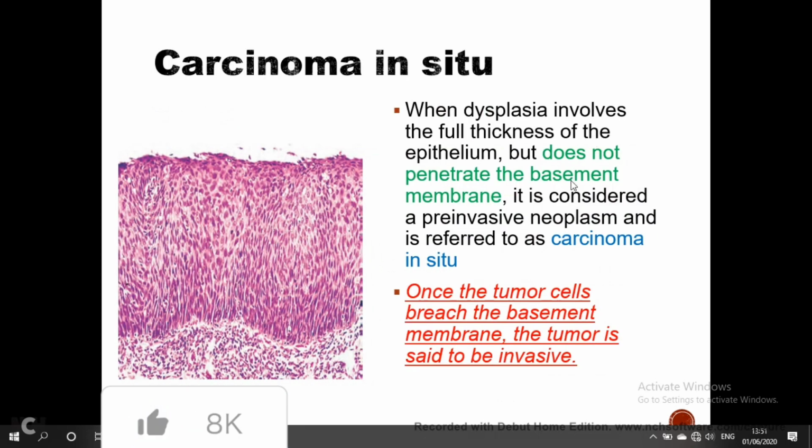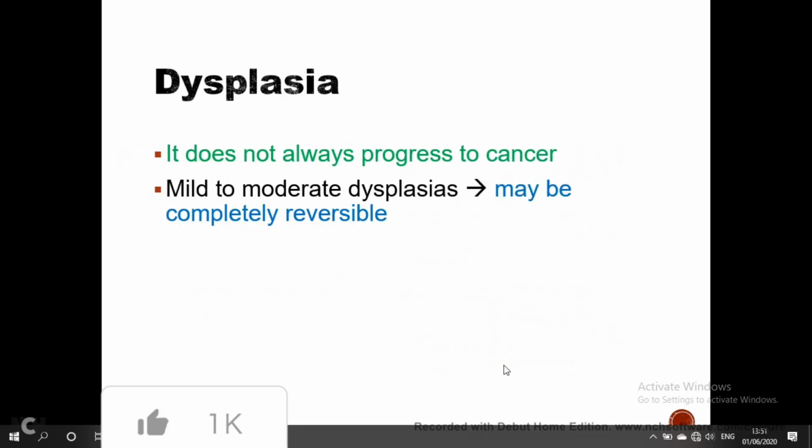What is carcinoma in situ? I've already discussed it with you. When dysplasia involves the full thickness of the epithelium but does not penetrate the basement membrane, it is considered a pre-invasive neoplasm. It's referred to as carcinoma in situ. Once the tumor cells breach the basement membrane, the tumor is said to be invasive.